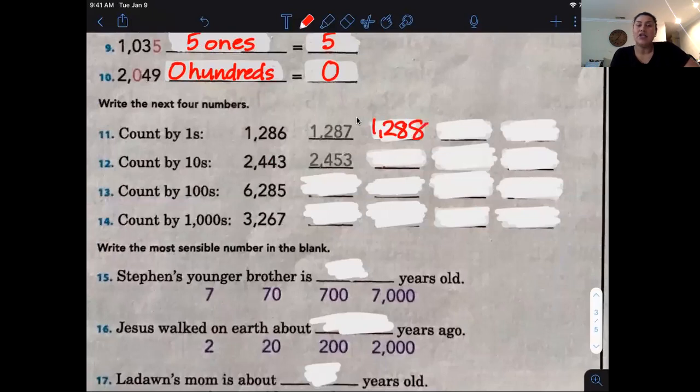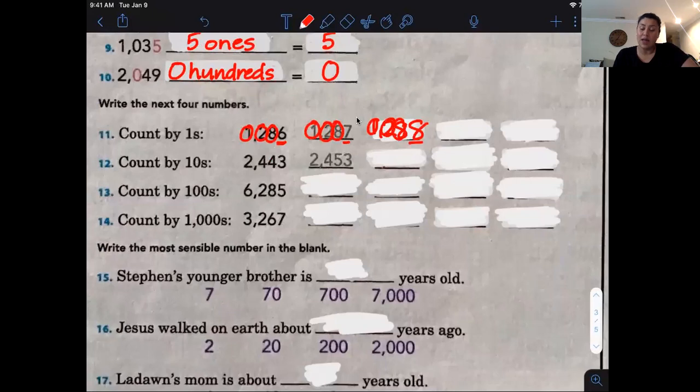1,288. Let me show you something. The only thing that's going to change when you're counting by ones is that room. If you're adding 1 to it, only the number in the ones place is going to change. Look at it really quick. You see the number in the ones? It was 6, then it went up by 1, and it went up by 1. So only the number in the ones room should change for you. Every other number should be the same. 1, 1, 1. 2, 2, 2. 8, 8, 8. Do you see that? The only thing that changed was the number in the ones. All right, let's keep going.